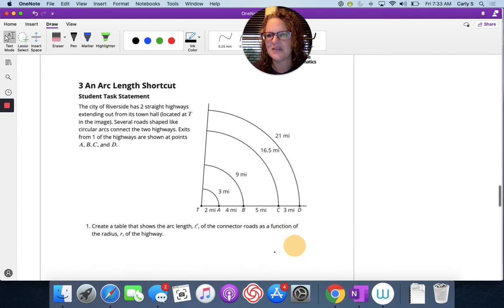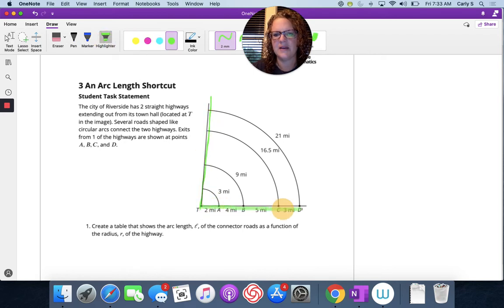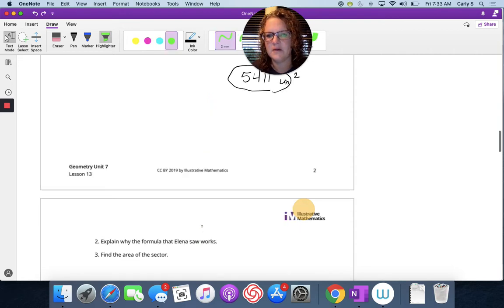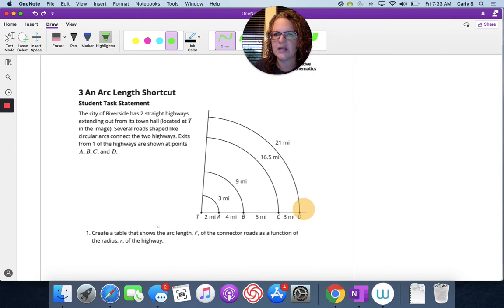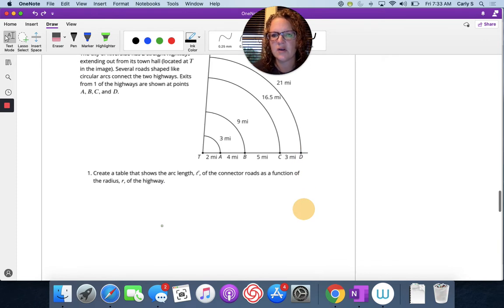So the city of Riverside has 2 straight highways extending out from its town hall located at T. So that's a highway, and that's a highway. Several roads shaped like circular arcs connect the 2 highways. Exits from one of the highways are shown at points A, B, C, and D. Create a table that shows arc length of the connector roads as a function of radius of the highway.